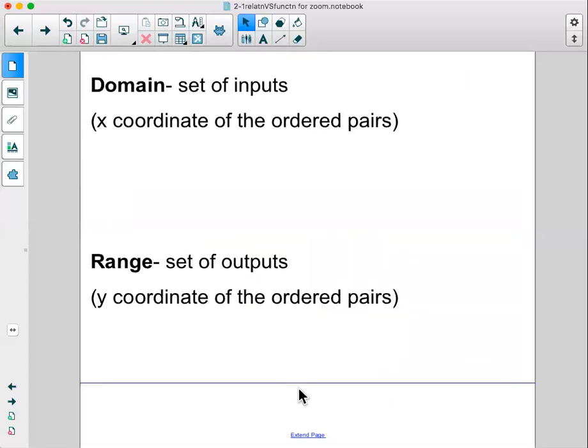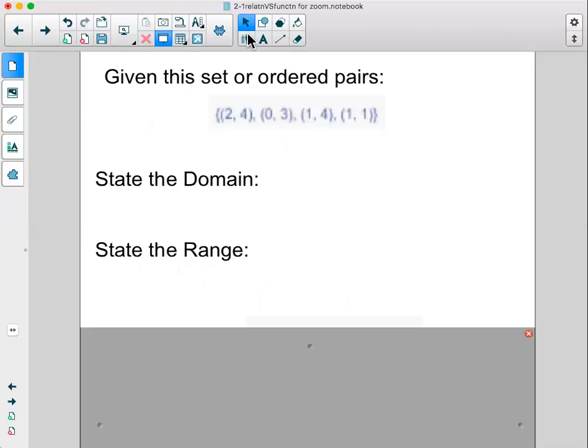So what is the domain? The domain is the set of all inputs, in other words, the x-coordinate of the ordered pairs, whereas the range is the set of all outputs, or the y-coordinate of those ordered pairs. And so let's practice that skill.